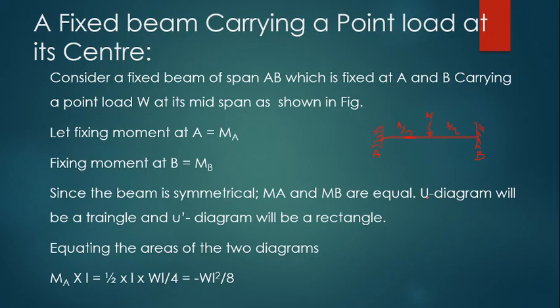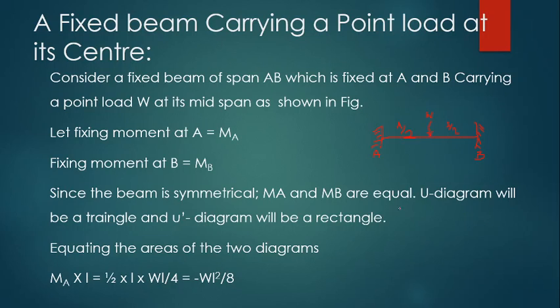The mu diagram is nothing but, for the same beam, treating both ends as simply supported, you draw the bending moment diagram. So for this central point load, we have a triangular bending moment diagram with the central maximum value of bending moment as WL by 4. And similarly, for a fixed beam, with fixed end moments MA and MB, with those two values, you will have a trapezium.